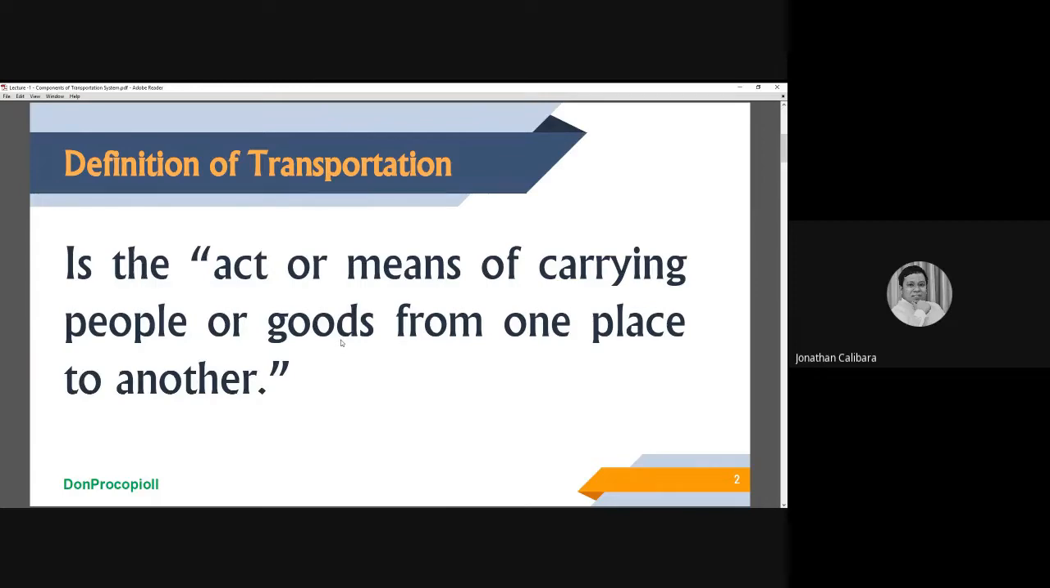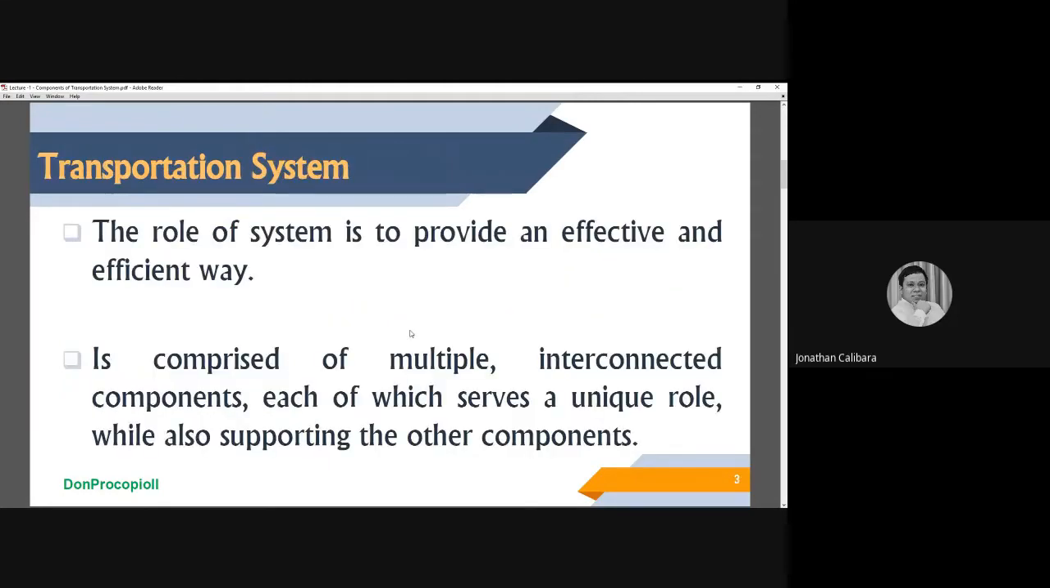Transportation is defined as the act or means of carrying people or goods from one place to another. So it's an act, no? If you're going from one place to another, that is what we call transportation. Then here also, the act or means of carrying people. Carrying people means you are using an automobile, jeep, or anything which can carry people and goods. That is transportation.